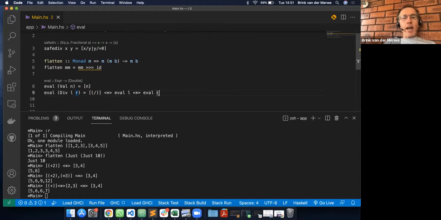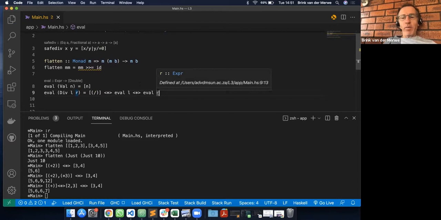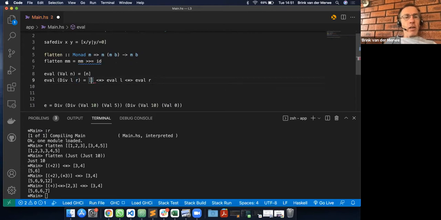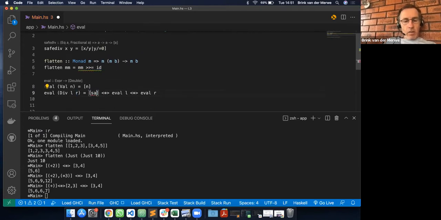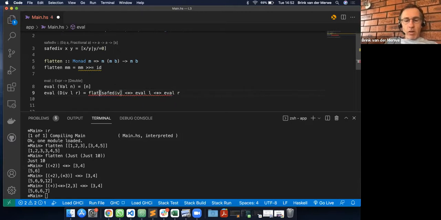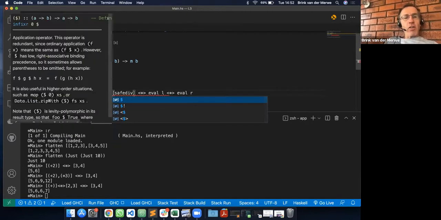So I could evaluate R and I get a list with the value 0 in it. So that's not quite right. So over here, I should have safe div. And now the compiler is complaining. Let me just show it to you and then I'll explain it to you. That's the reason for this flatten function I showed you guys.